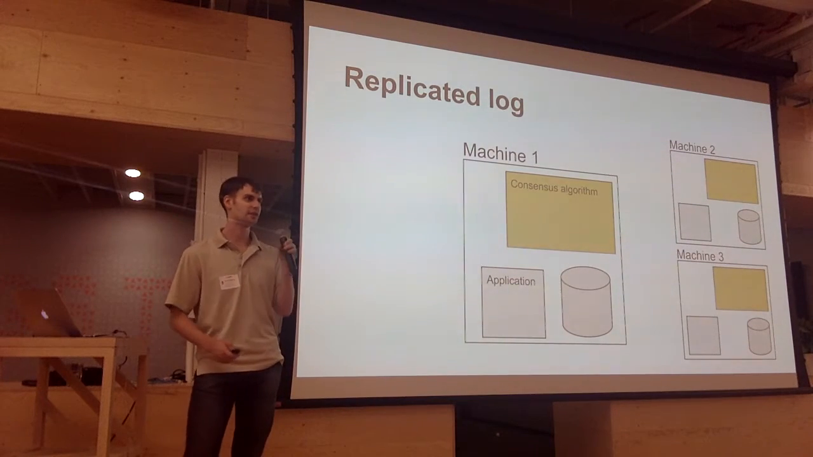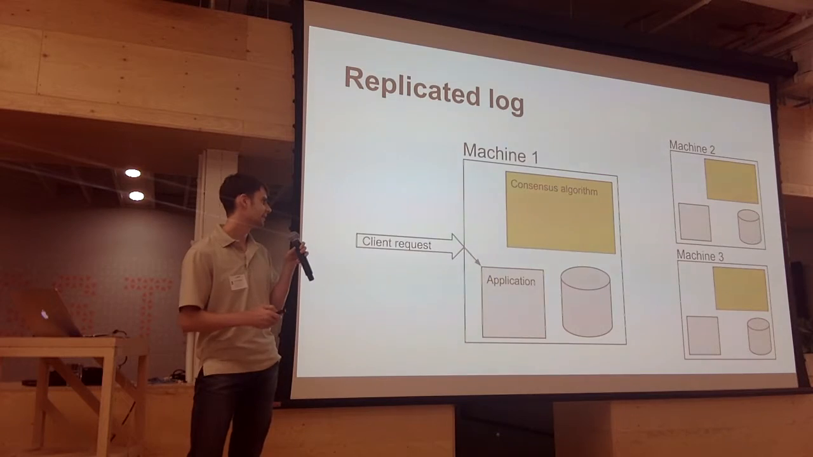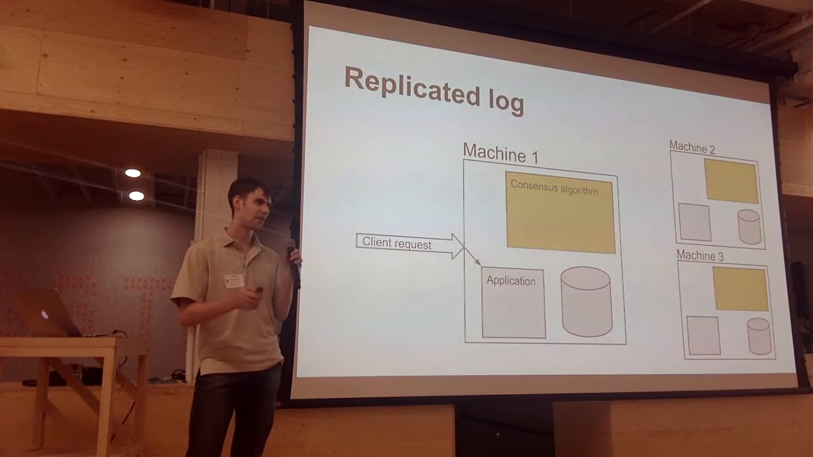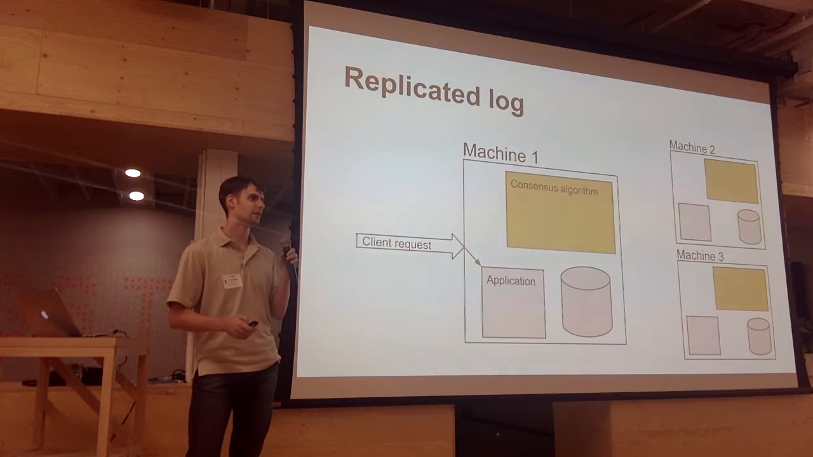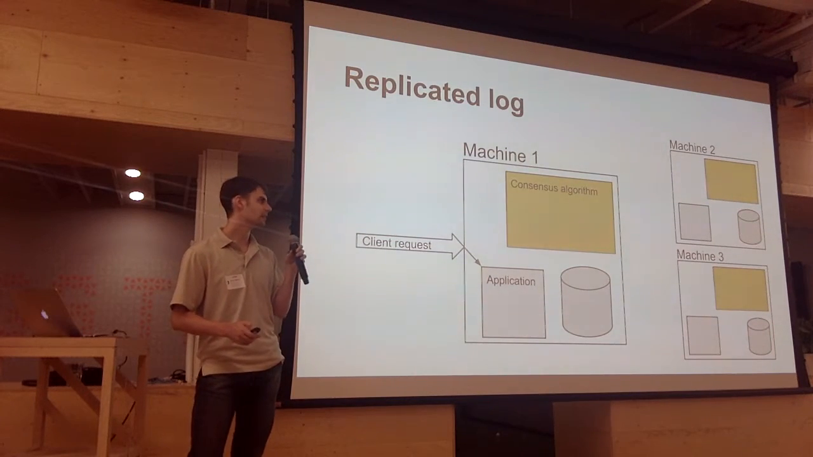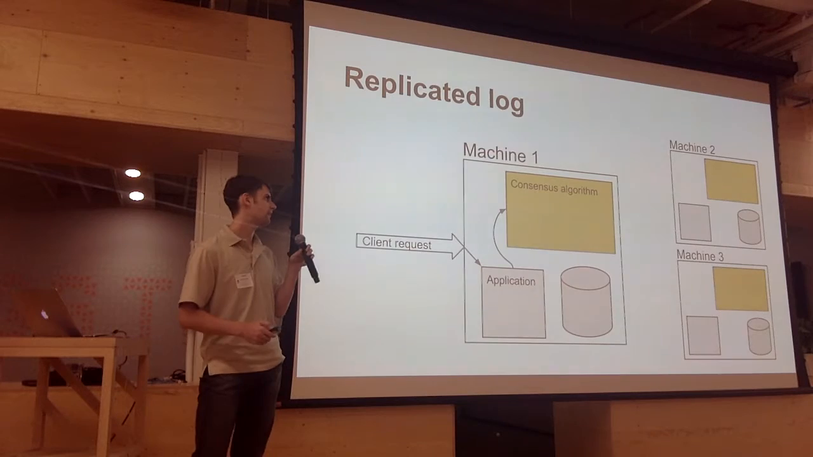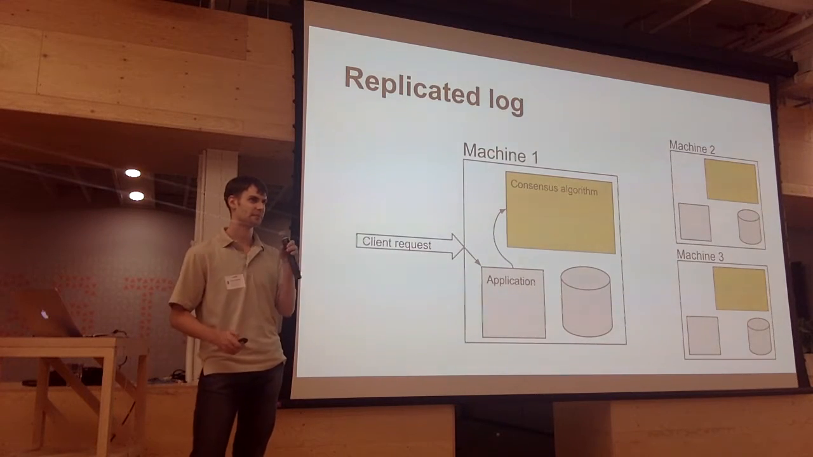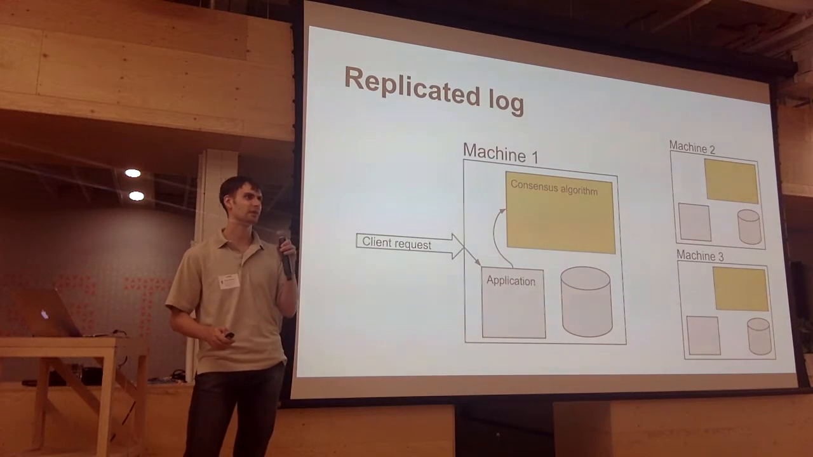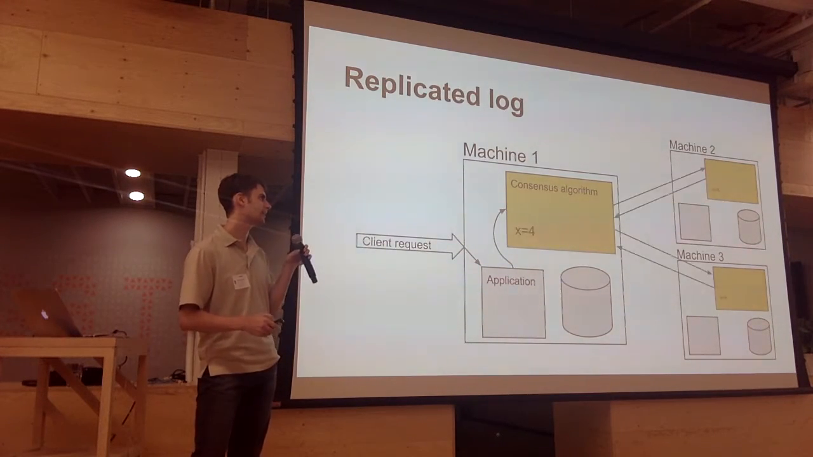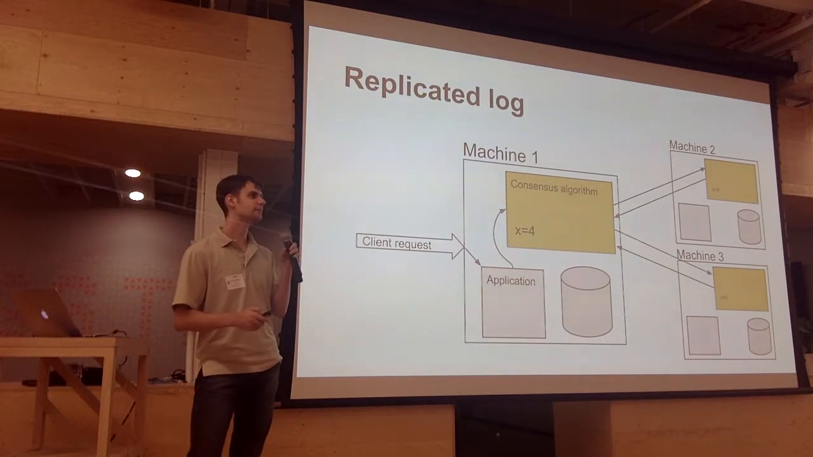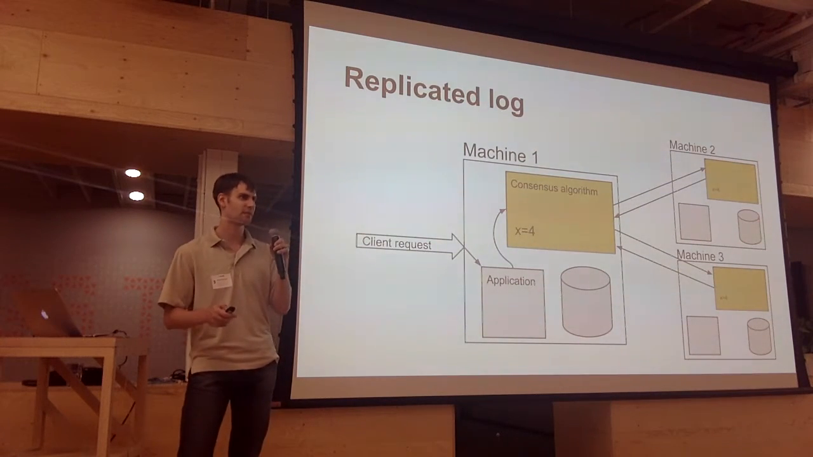Normally, if you have your application, a client request comes in, it goes to your application, you might look things up, but then you would respond to the client right away. If you're using a replicated log, before you can do anything with it, you have to pass it off to the consensus algorithm first. The consensus algorithm is going to talk with the other instances of the consensus algorithm. It'll pass messages back and forth, and eventually they'll all agree on a value. And this is the part that I'll be teaching you about soon.